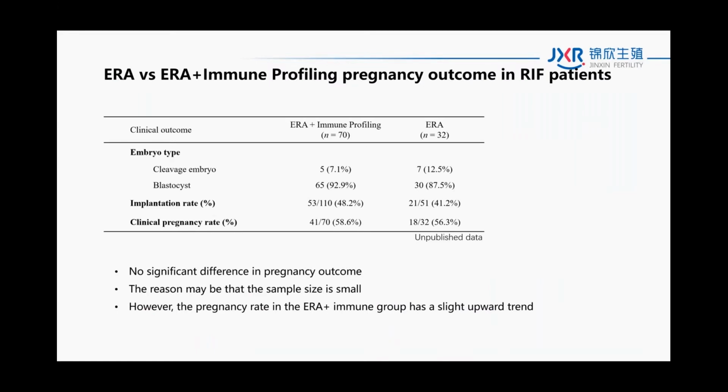This is our data of RIF patients, the ERA plus endometrial immunity group versus the ERA group. The implantation rate was 48.2% versus 41.2%. Clinical pregnancy rate was 58.6% versus 56.3%. Although there is no statistical difference, we found that the ERA plus immune group has a slight increasing trend in pregnancy rate. Therefore, we will enlarge the sample size to see if combined immune intervention is more effective in improving the pregnancy rate of RIF patients.